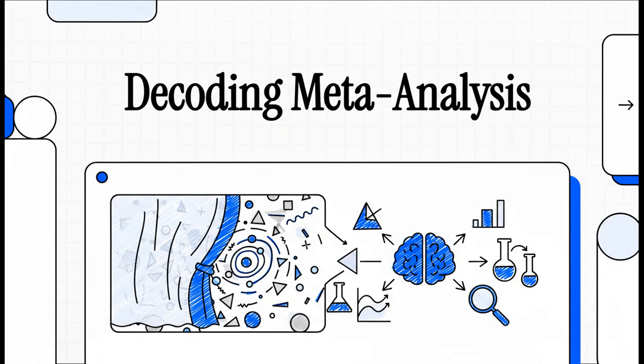Today, we're going to pull back the curtain on a secret weapon scientists use to cut through all the confusion out there. It's a tool that helps us find the truth when it feels like every new study is saying something different. And trust me, once you get it, you'll never look at those crazy headlines the same way again.